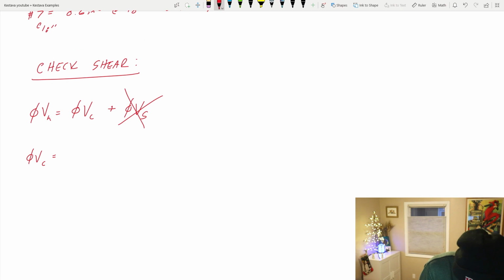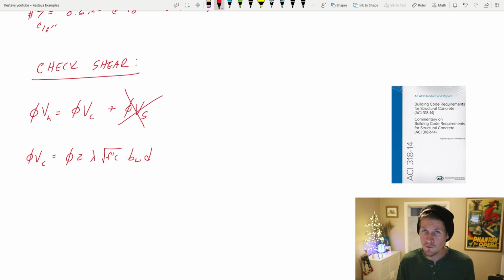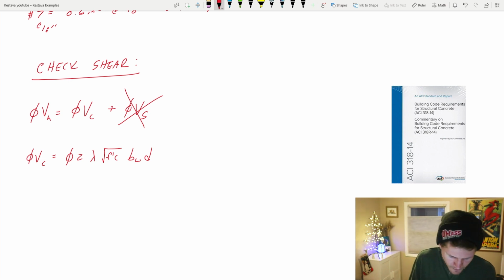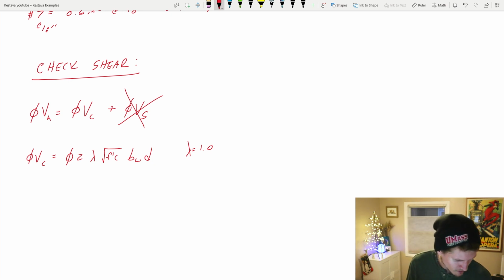Phi Vc equals the following. And again, this is a big change upcoming in the new code cycle where this equation completely changes. So make sure you keep an eye on that. But for this one, it is the 318-14 manual that we are using for the ACI. Lambda equals 1.0. That's just for normal weight concrete, so don't sweat it too much.